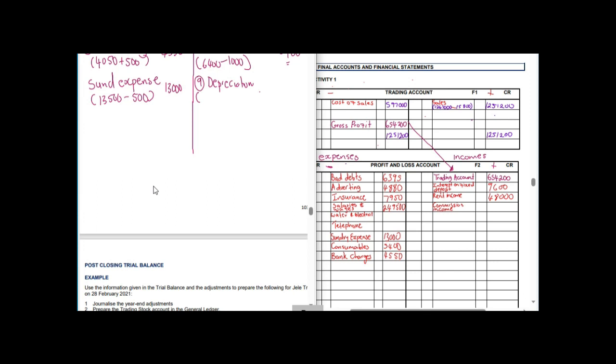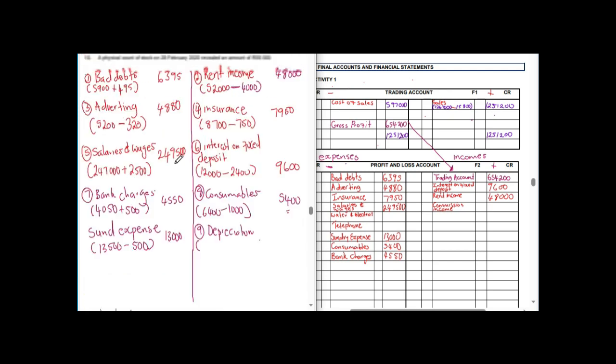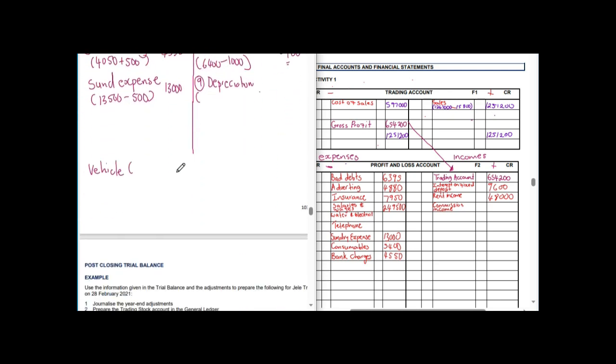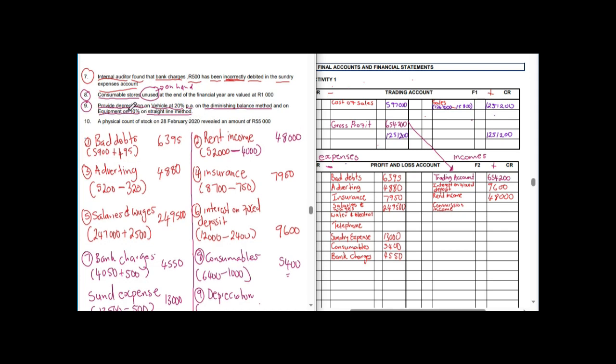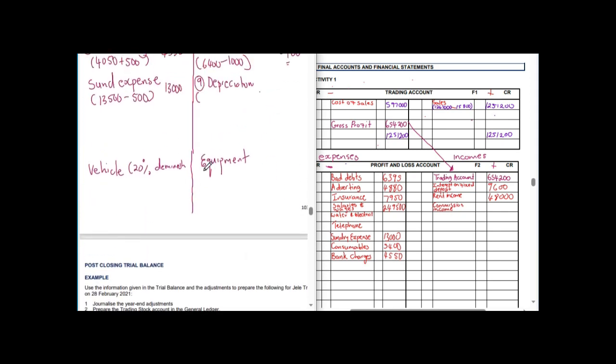So now we are going to have depreciation for a vehicle, and it needs to be calculated at what rate? 20%. Then we are going to show 20% on the diminishing balance method. While equipment will be calculated at 10% on the straight line method. Then it's 10% on cost. By the way, straight line is on cost. It's cost price.